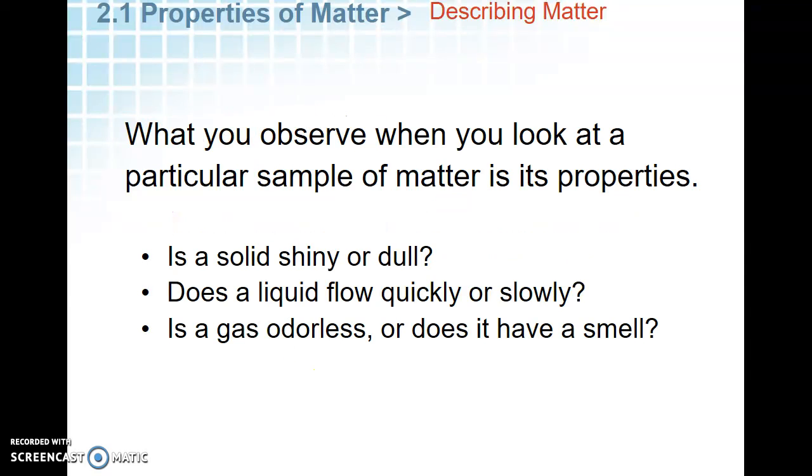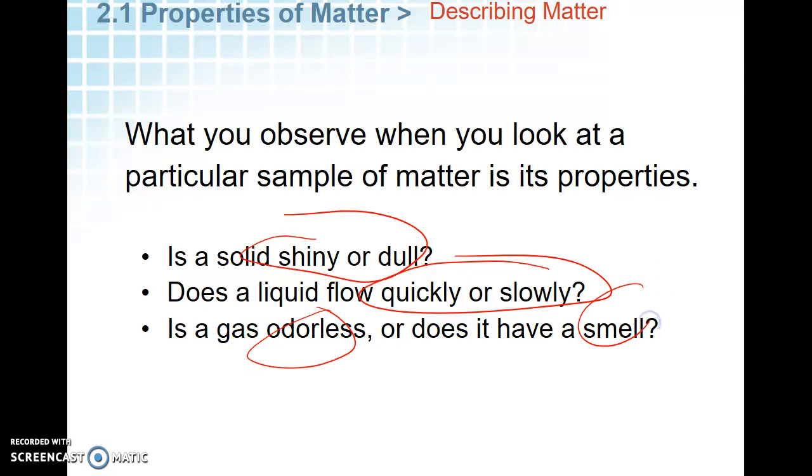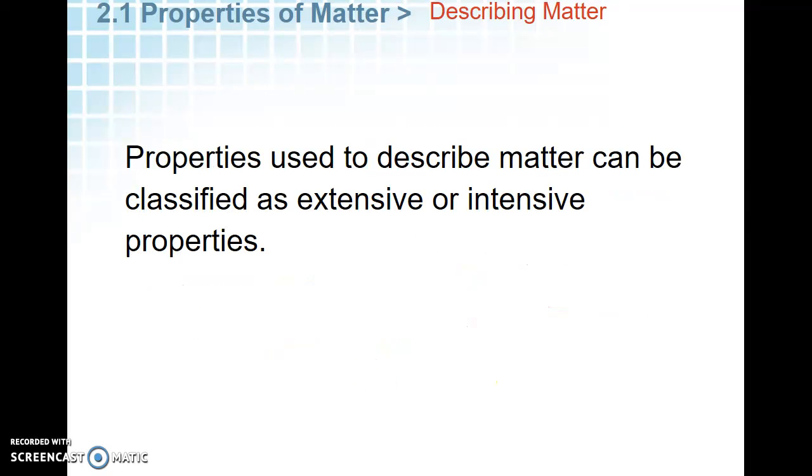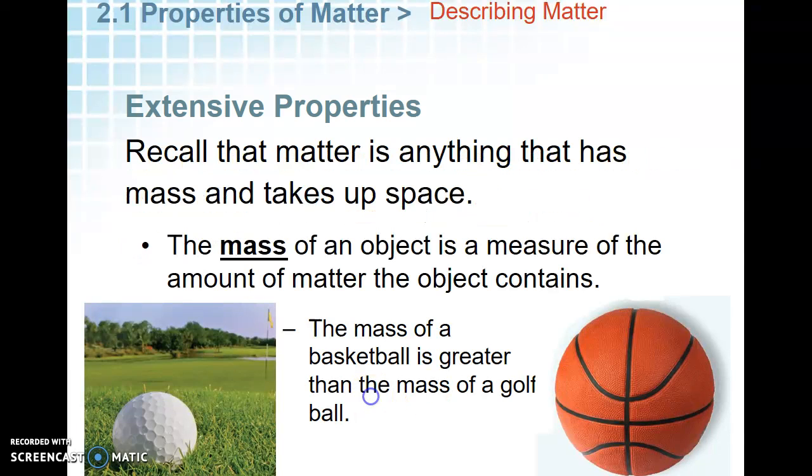So when you observe matter, here's what you look at. Colors, shiny or dull. When we look at a liquid, is it viscous or not? Does it flow quickly or slowly? What about gases? Is it odorless or does it have a smell? Those are things that we can describe when we look at properties. Properties you use to describe matter can be one of two things, extensive or intensive properties.